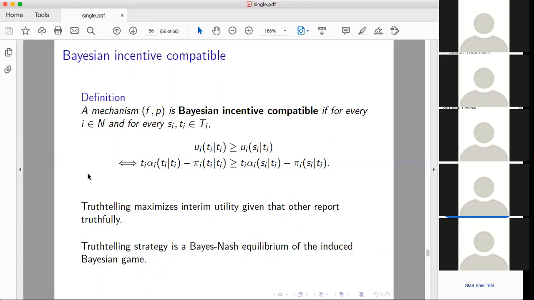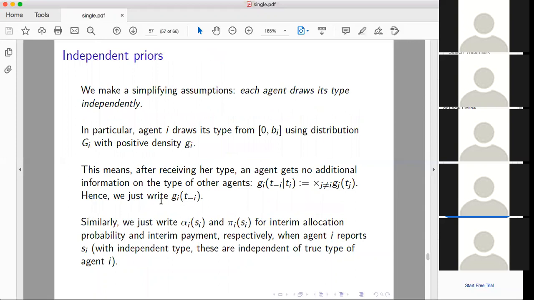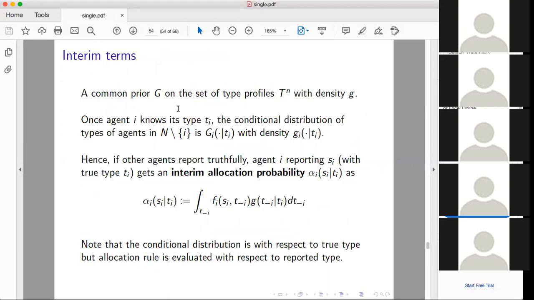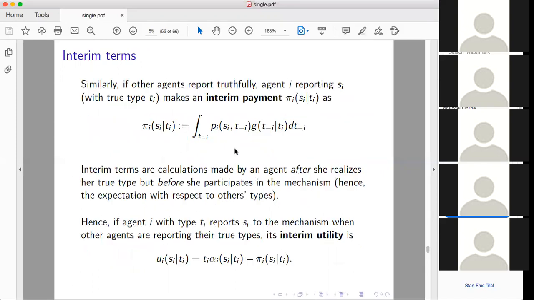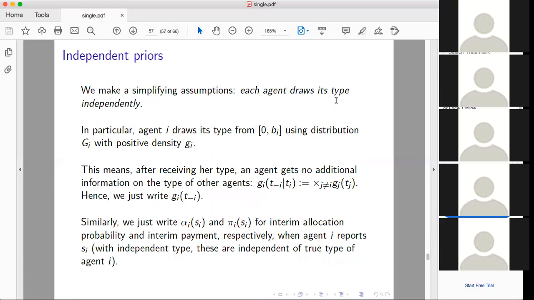So of course, as I have already said, with independent priors, all these expressions become independent of this conditioning. So we can just drop these conditioning t_{-i} terms, right? Because we don't need to condition on them anymore. Throughout these lectures I'm going to assume that this prior is independent, so there is no correlation across the agents. Essentially, each agent draws its type independently. In particular, agent i draws its type from [0, π] using a distribution G_i with positive density g_i.